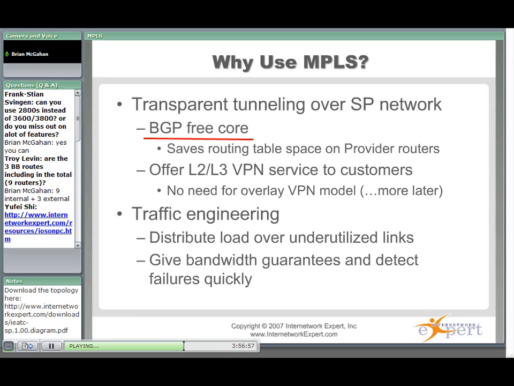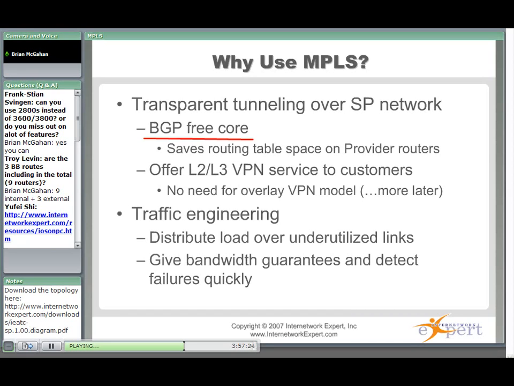So if we have OC48 links and OC192 links, OSPF and IS-IS are going to choose to go over the OC192 first. That's going to be based on the IGP metric of the link. But if the OC192 is saturated and we have an OC48 sitting right next to it underutilized, then with traffic engineering we can go ahead in there and manually specify what traffic can go over those underutilized links.